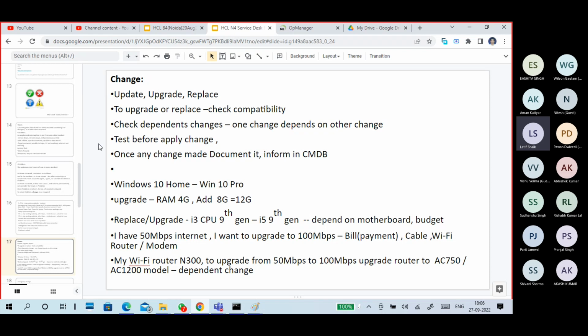One small mistake. Okay. So that is the sensitivity of change management. Compulsorily, you have to check thoroughly and check the dependent changes. Take permission to change, test before you change, and notify before and after the change. Okay, that kind of stuff.